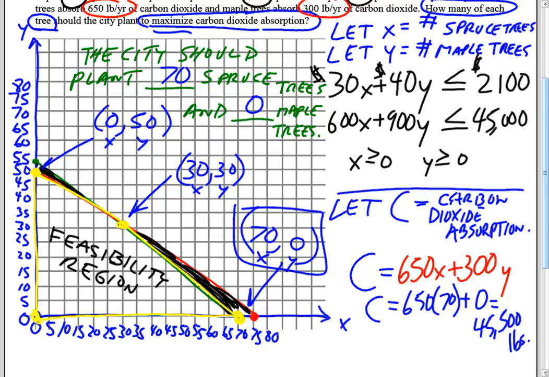I need this as a final sentence, somewhere below your drawing, above it, to the side. The city should plant 70 spruce trees and 0 maple trees. Give me something that tells me that you understand the numbers that actually came out of your work.